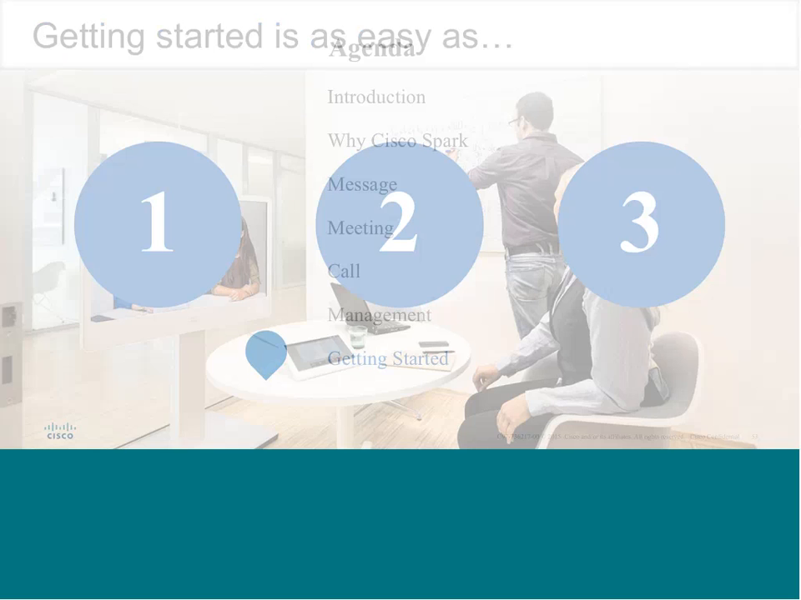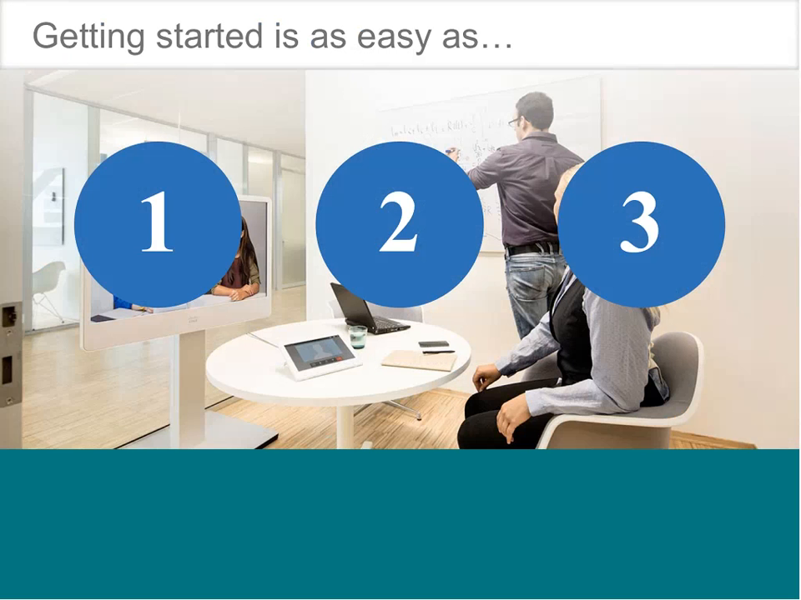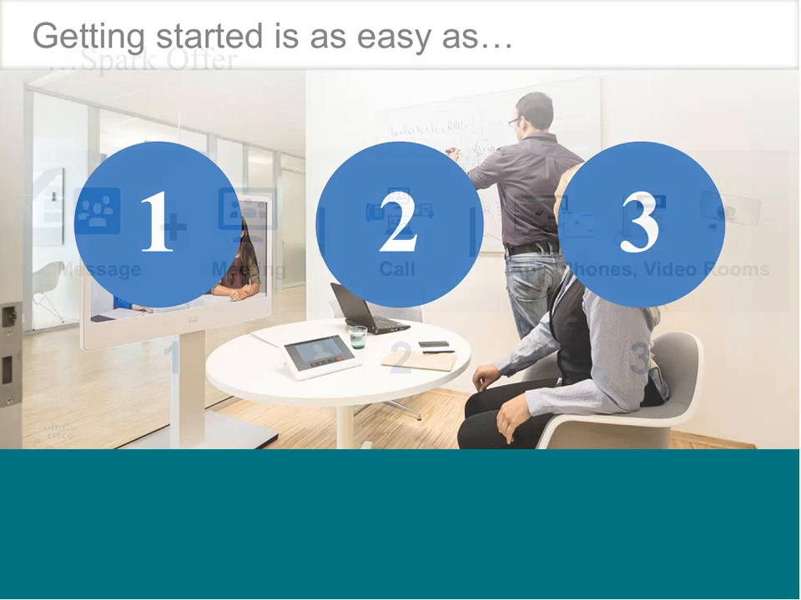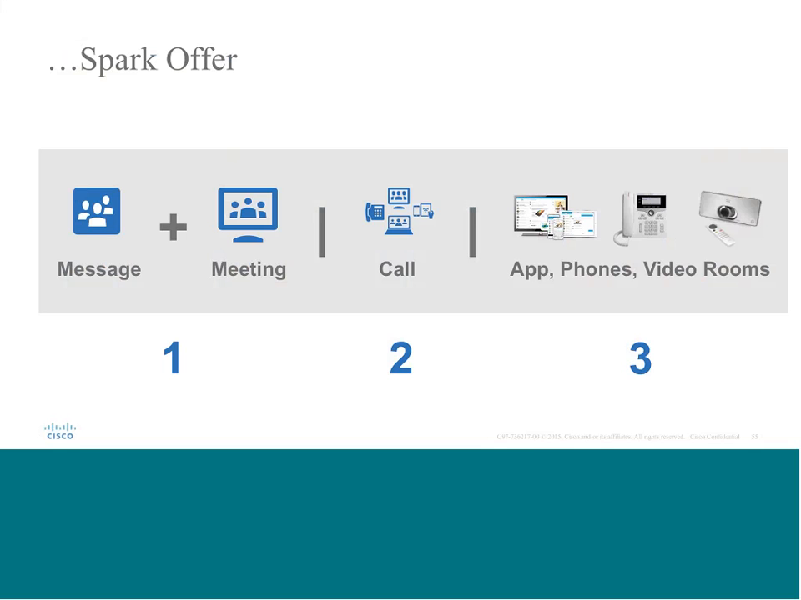So how do you get started? It's literally as easy as 1, 2, 3, and I'll walk you through what 1, 2, and 3 is. It's 1, you start with message and meeting. What level of message and meeting do you want? Do you want basic three-way party, audio and video, but to be able to control and moderate Spark rooms? Or do you want to expand that to 25 users per Spark meeting? Or do you also want advanced meetings with Cisco WebEx integrated into the solution as well?